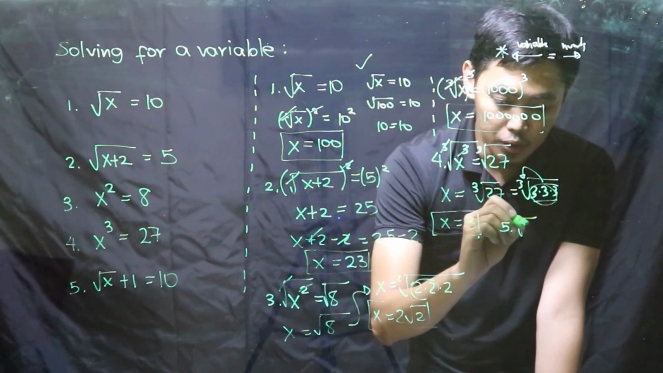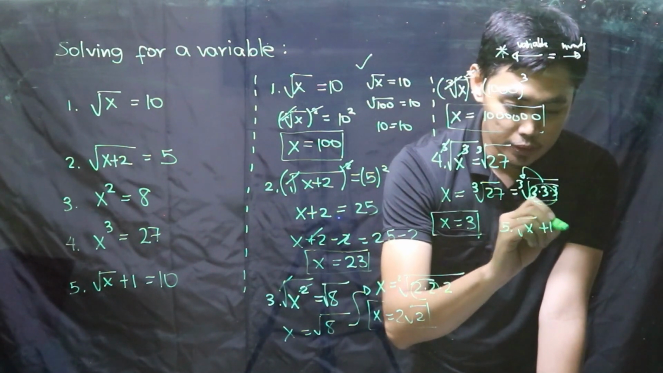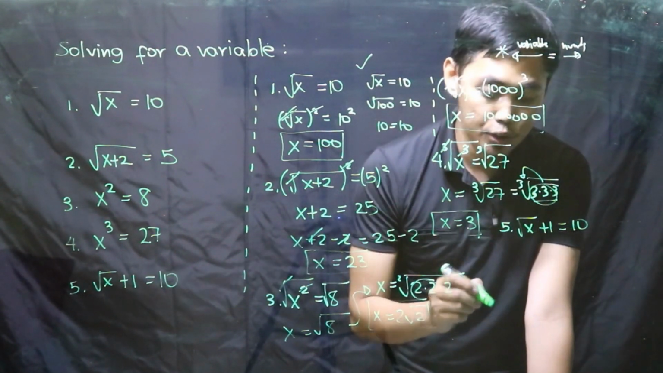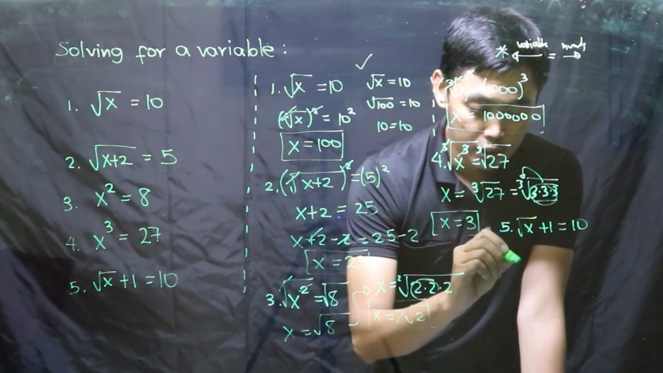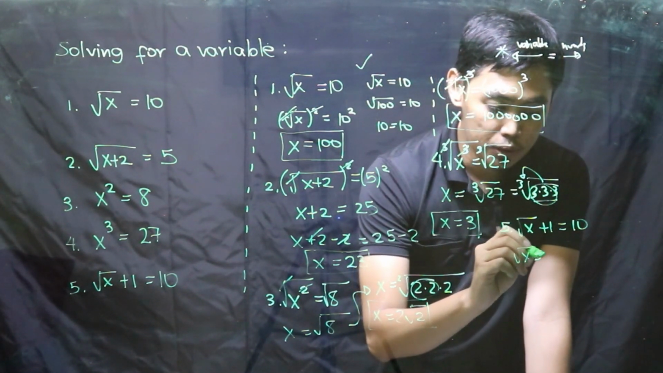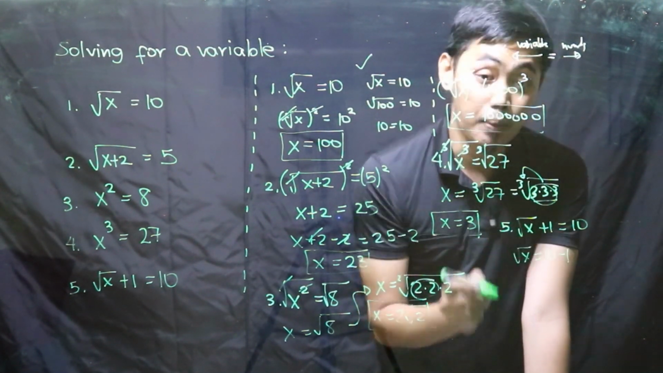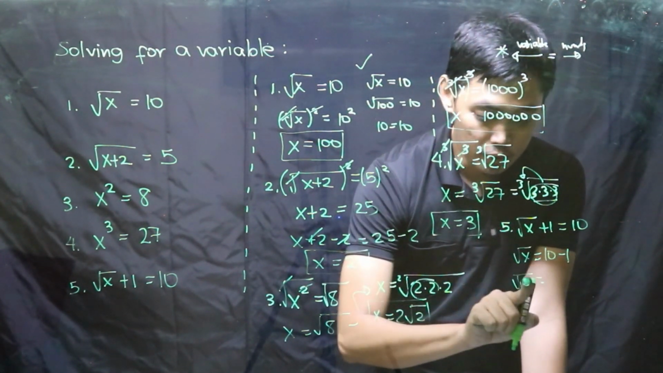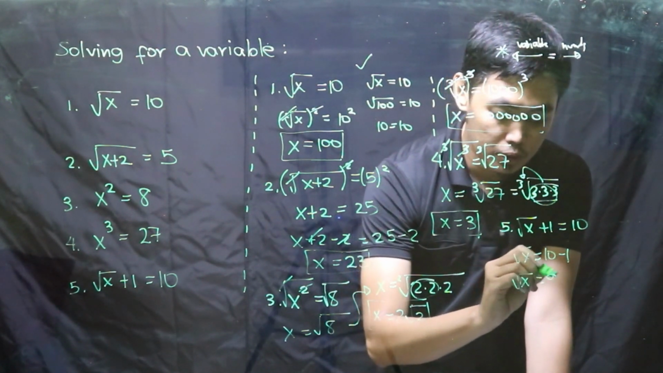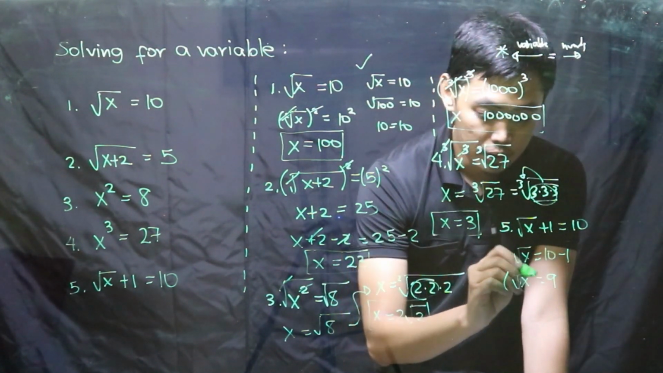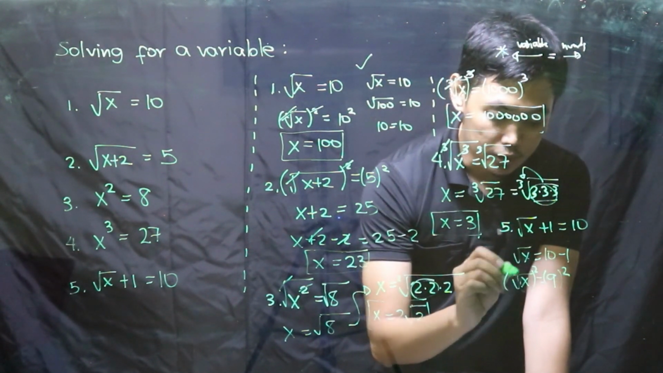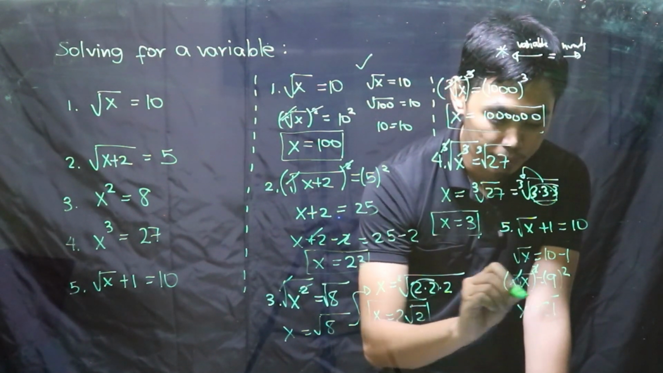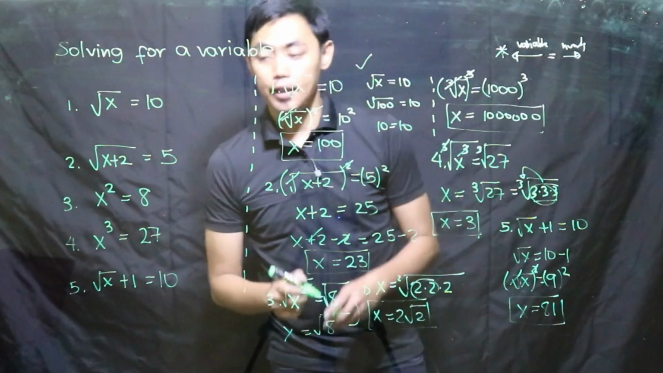Number 5, if you notice, is different from number 1. The 1 is not under the square root. Therefore, we move it to the other side. So square root of x is equal to 10 minus 1. We moved the 1. So square root of x is equal to 9. And then what you will do? Square it. So we cancel. x remains here. 9 squared is 81. So this is the answer.